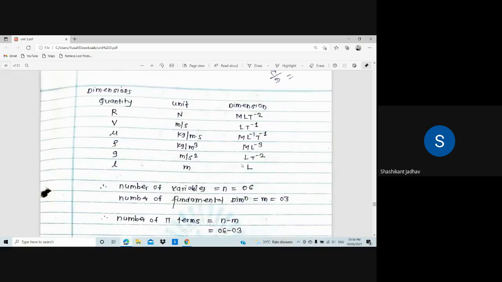Okay, next, whatever the quantities, we have to write down all the dimensions of each parameter.